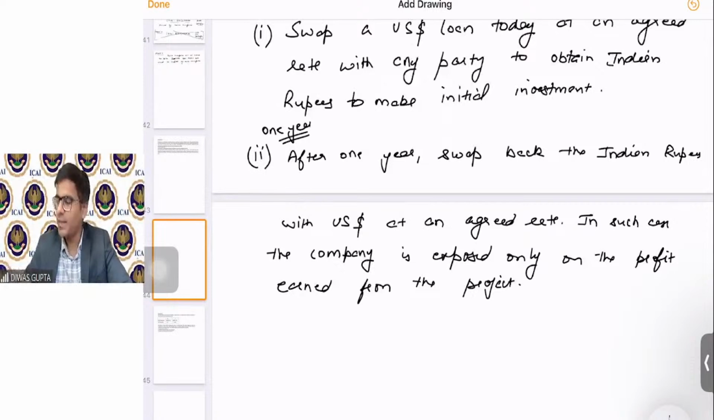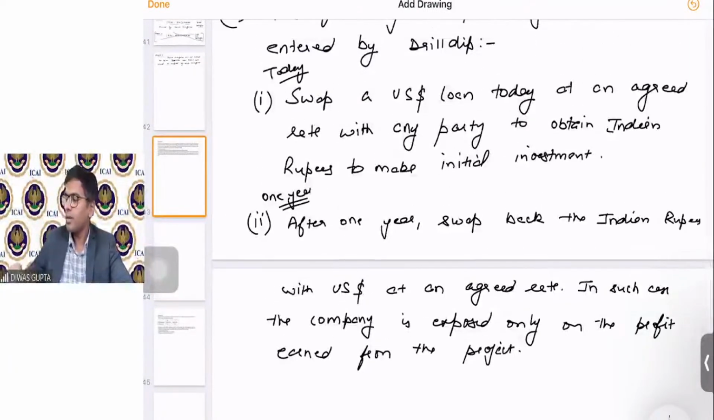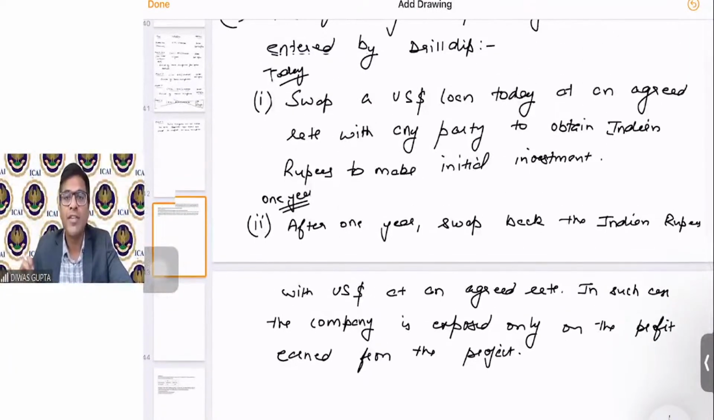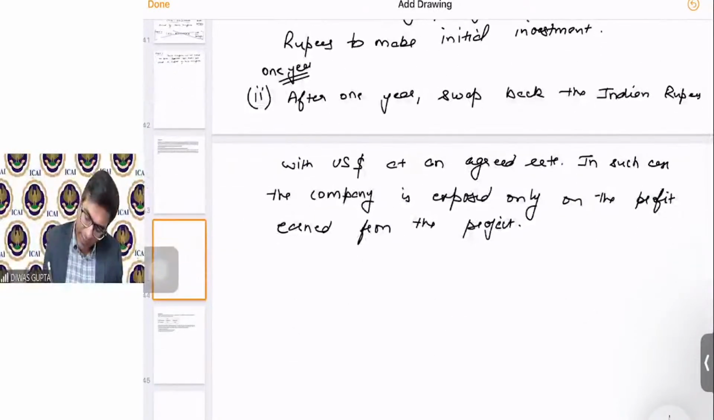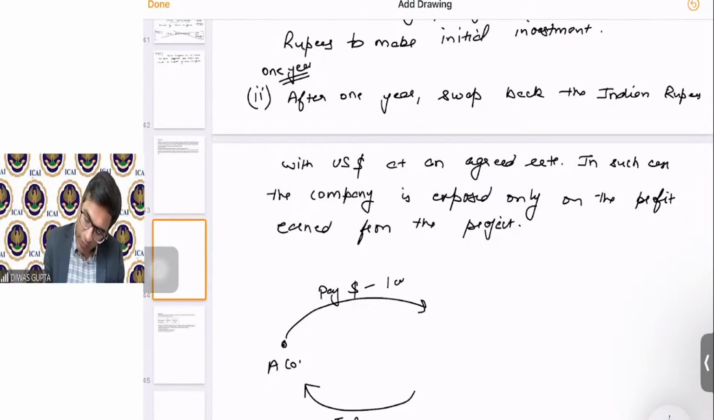I think the swap is clear, students. 1 year means 1 year from now. I mean, after 1 year, Drill Dip will get back 740 crore rupees in INR. The swap happens as I told. Okay, let me put it here. Let's say this is a company. It will pay dollars, receive INR. Let's say it is paying dollars of 1 crore. It will receive INR of 50 crore. Correct? Because $1 is equal to 50. This is happening today.